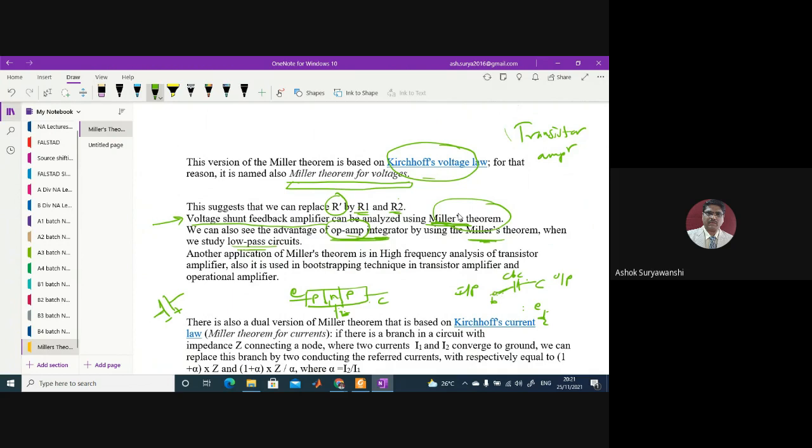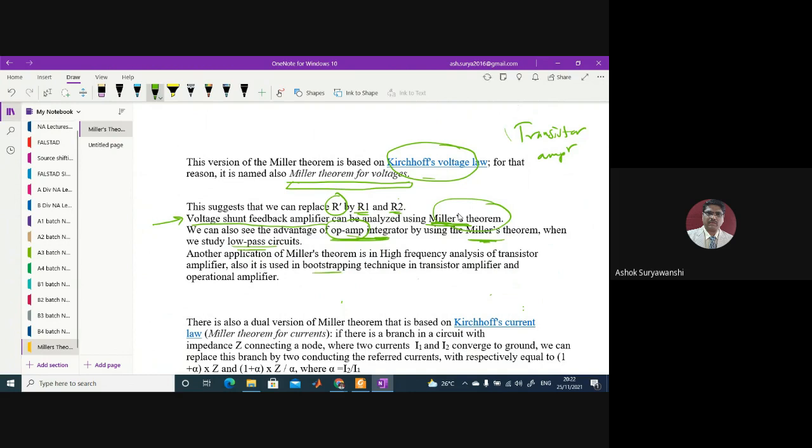So if it is between input and output, then how to simplify this? In the high frequency analysis of the transistor amplifier, Miller's theorem is used. So whenever you study transistor high frequency analysis, you have to always study the simplification or analysis of the transistor amplifier using Miller's theorem.